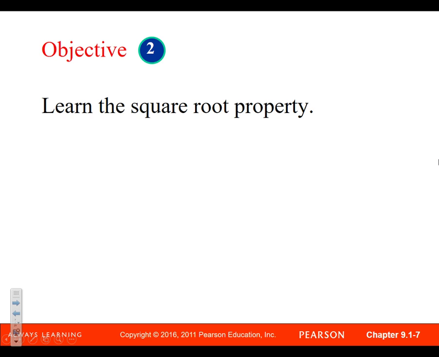Okay, learn the square root property. I don't think you need to learn the square root property. You've already seen it. You already know what the square root property is. So here's kind of the deal. If I said that x squared is equal to 4, what is the value of x? 2. Nice enough, Callie? Exactly. So the answer is that x can be a 2 or a negative 2, right?